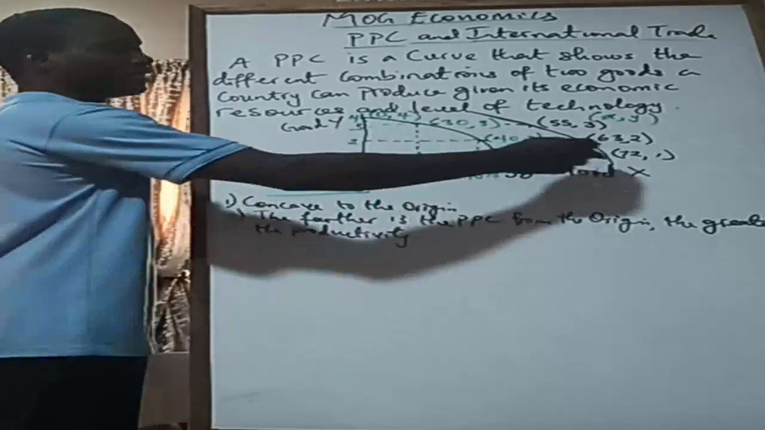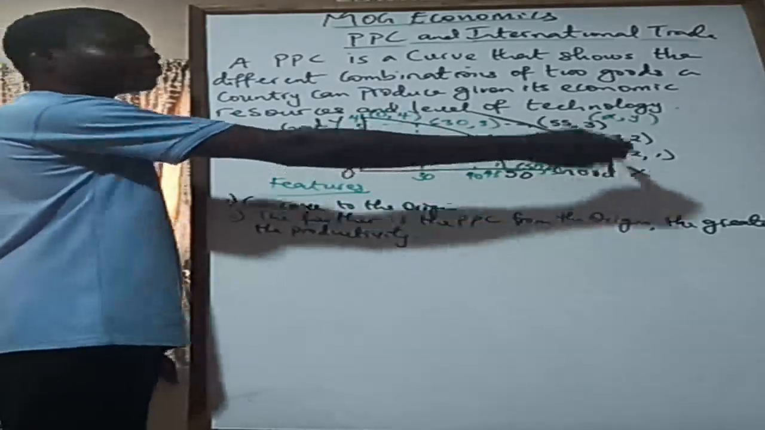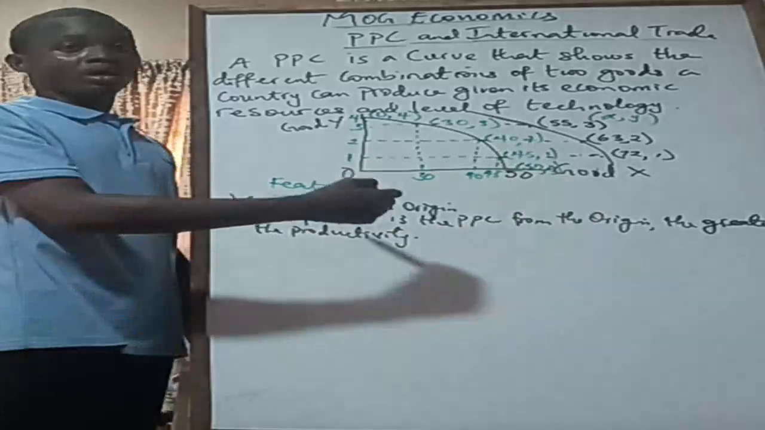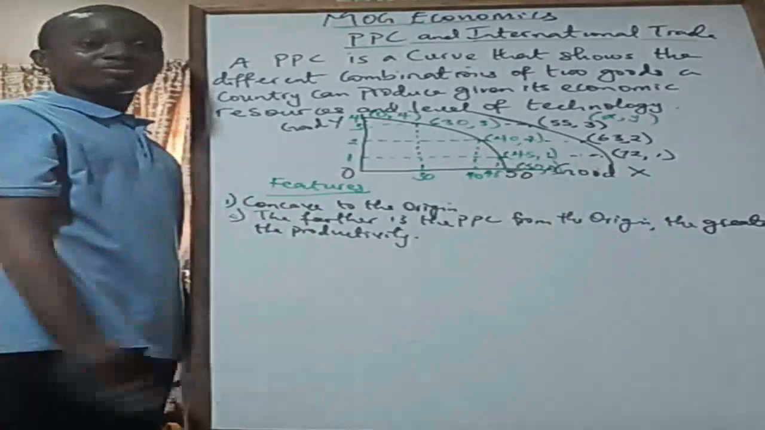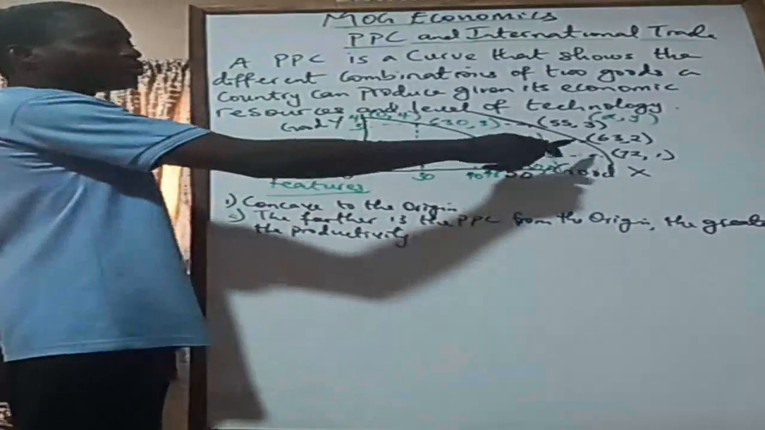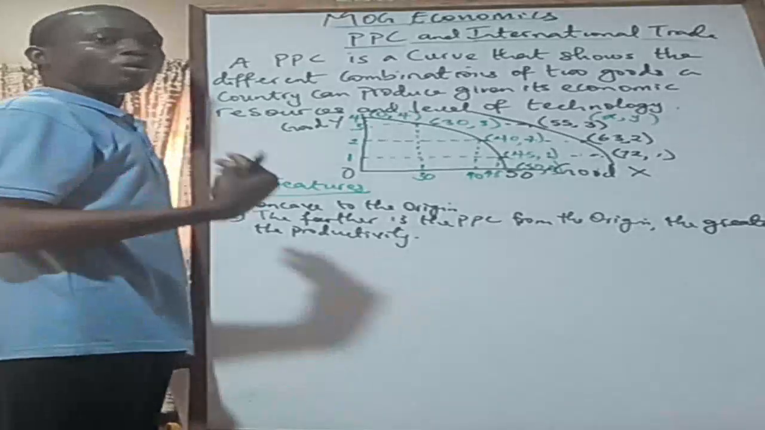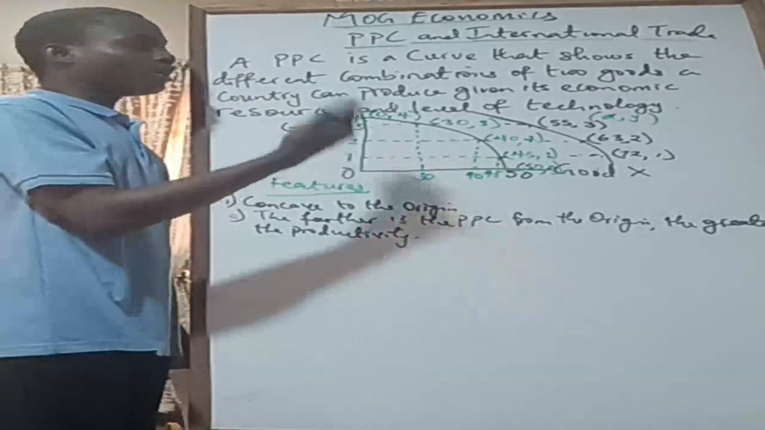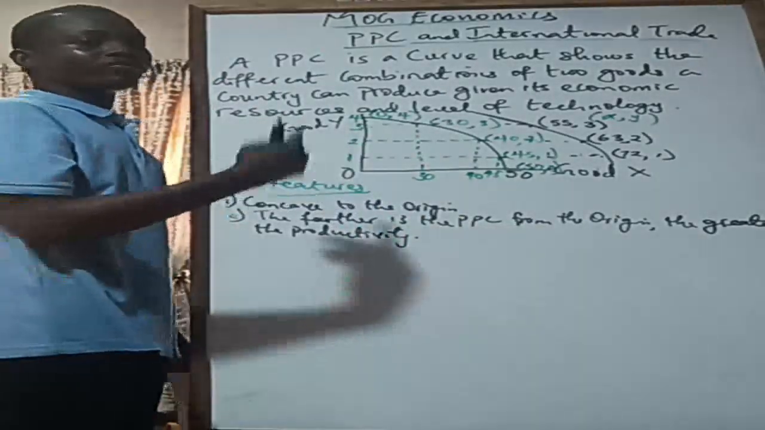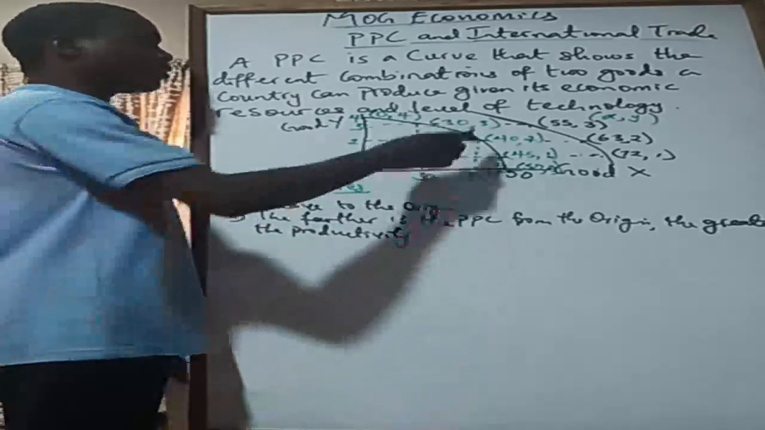So it means that this second PPC now is a better PPC compared to the first one, right? Because on this PPC you have an improved productivity. That is, you are able to produce at least one more of the other commodity, right? Without reducing the amount of the first commodity that you were producing. So here you are producing 3 of these.